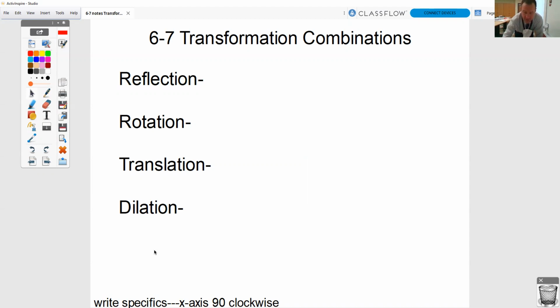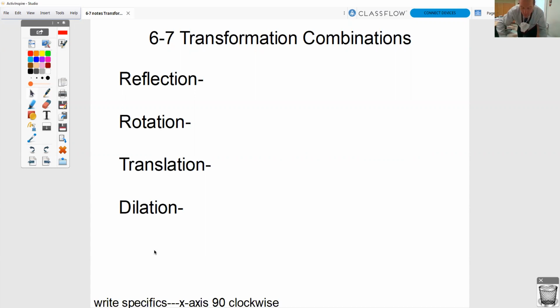There are two different types of questions. The two different types of questions are you have to be able to recognize it. You'll be given the three pictures on the screen, and you have to say what is going on, whether it's a rotation, then a dilation, or a reflection, then a rotation, etc. And then you're also going to have to draw them.